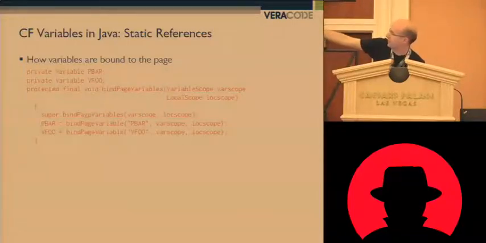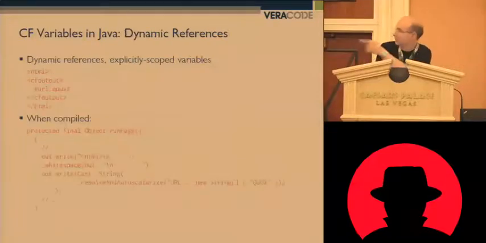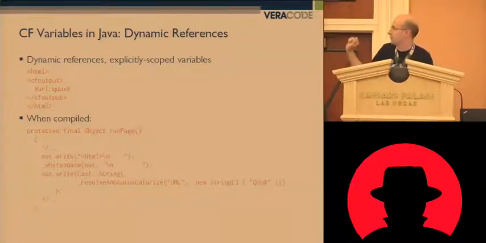And so here's the setup to how those get bound. Those variable scope and local scope objects are basically tables. They represent all of the variables in a given scope, and here's the setup for a method that binds them. Here we are.